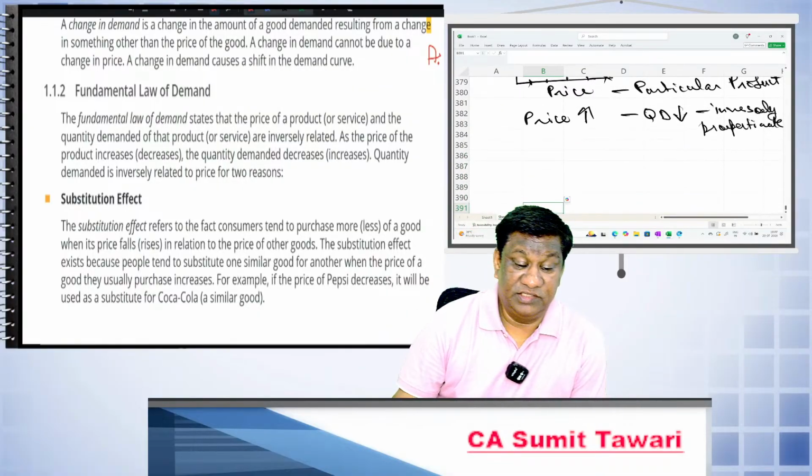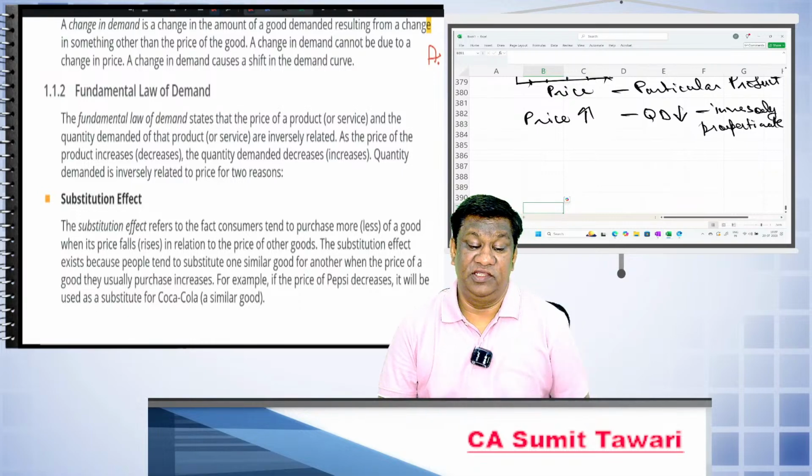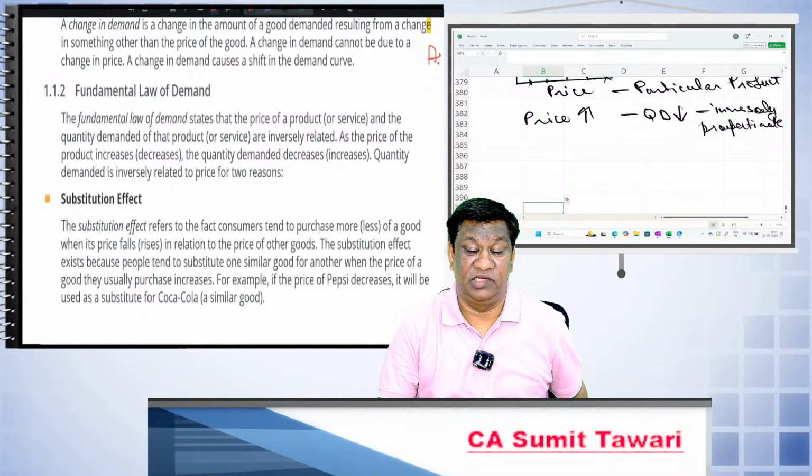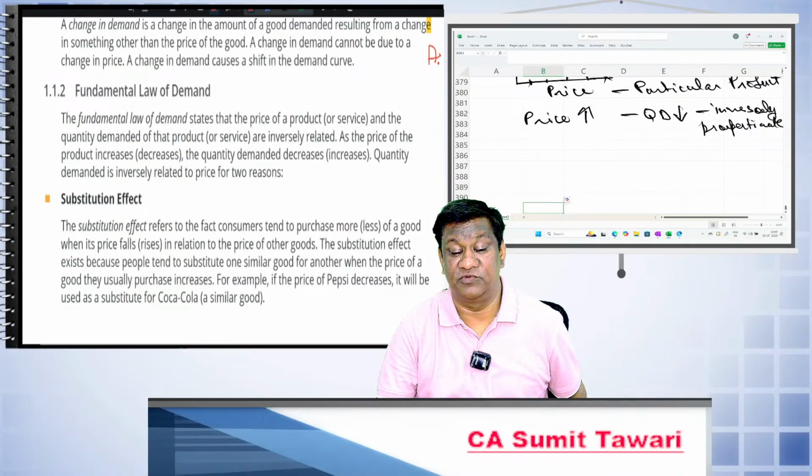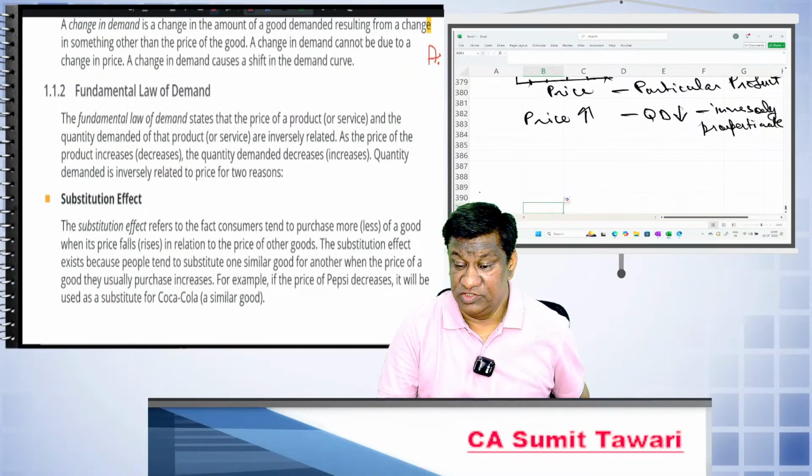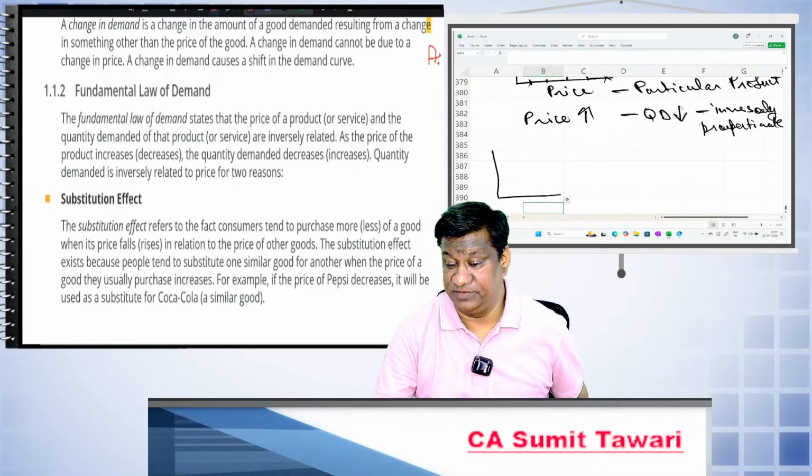Then the substitution effect. The substitution effect refers to the fact that consumers tend to purchase more or less of a good when its price falls or rises in relation to the price of other goods. So people tend to substitute one similar good for another when the price of the good they usually purchase increases. For example, if the price of Pepsi decreases, it will be used as a substitute for Coca-Cola. So what happens again?